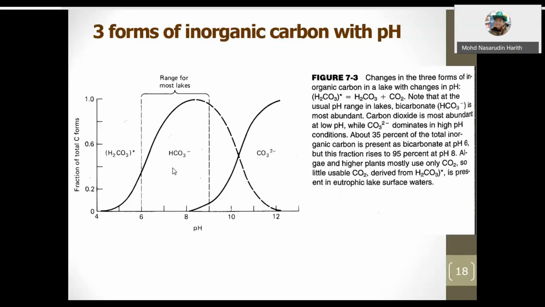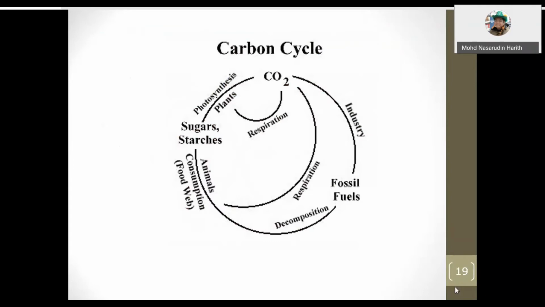Bicarbonate is most abundant in that range. Carbon dioxide is the most abundant at low pH, while carbonate dominates in high pH conditions. About 35% of the total inorganic carbon can be found as bicarbonate at pH 6, but this fraction rises to 95% at pH 8. Algae and higher plants mostly use only carbon dioxide, so little usable carbon dioxide can be found in eutrophic lake surface waters. This is the carbon cycle. It's a simplified carbon cycle. I will show you the more comprehensive carbon cycle later.